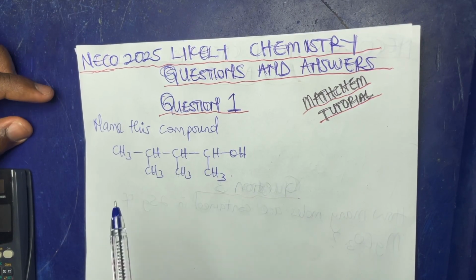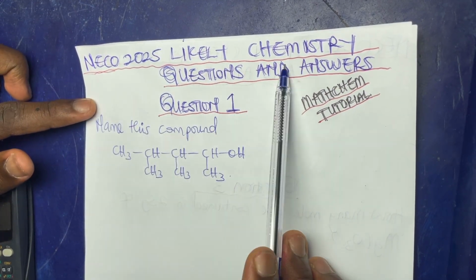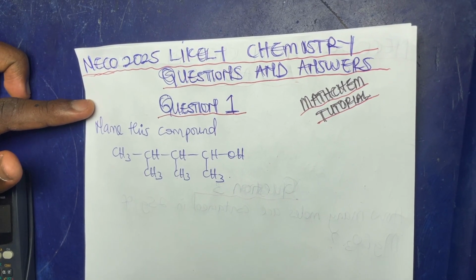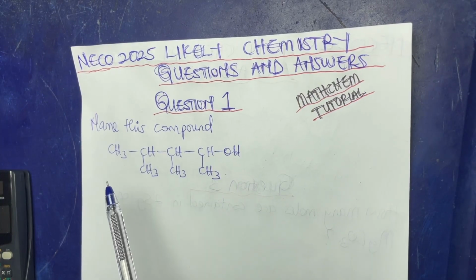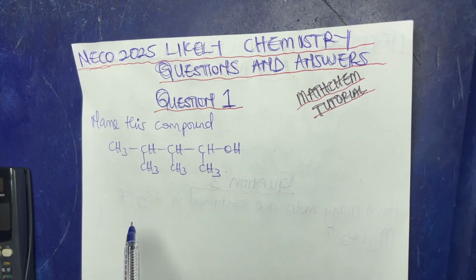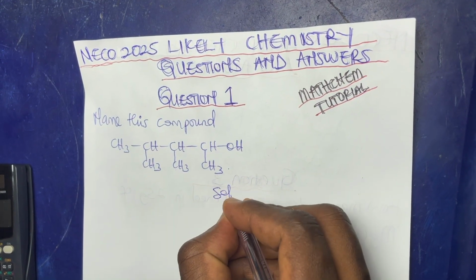In this video, we'll be looking into NECO 2025 likely chemistry questions and answers. Possible questions that you can add up to whatever you are reading. So question number 1 says that you should name this compound. Now let's look at this compound. Okay, let me write the solution here.